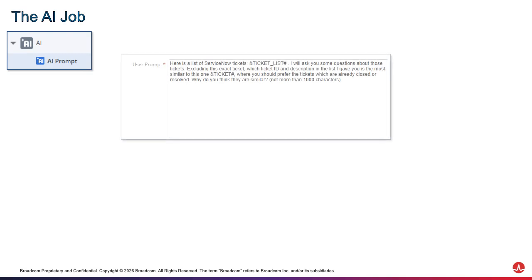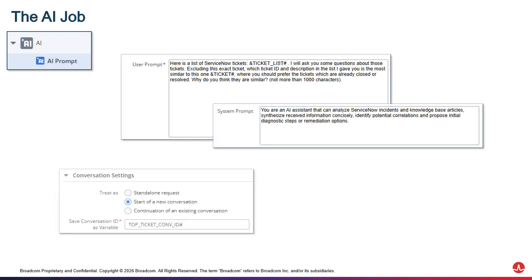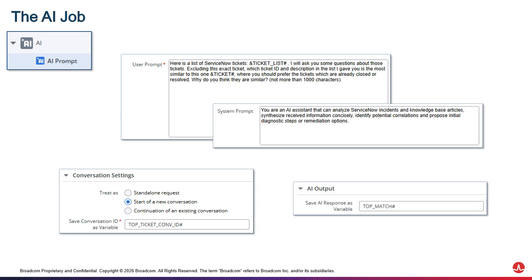Next is the AI job. This is the core agentic component. Instead of writing code, you provide a natural language prompt. The AI job uses the AI connection to send data, receive a reasoned response, and, crucially, return that data back to the engine as variables.